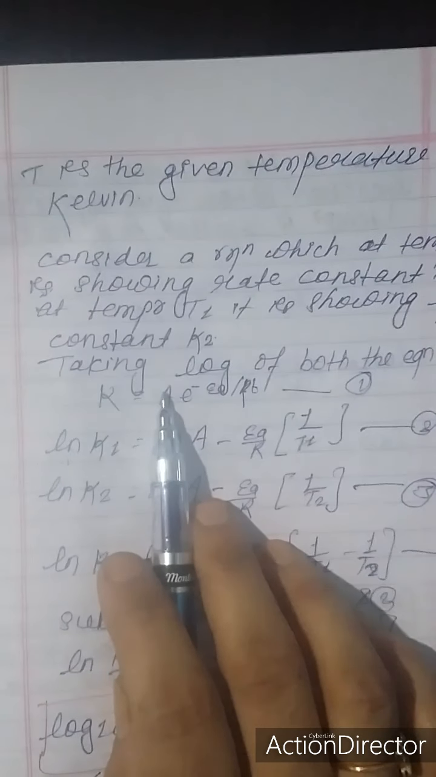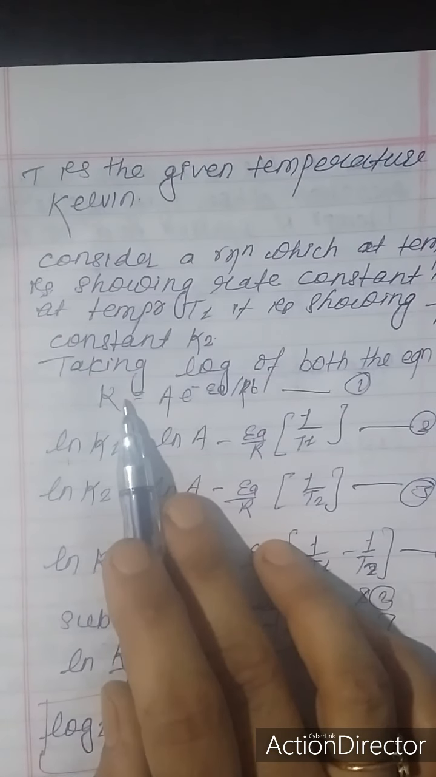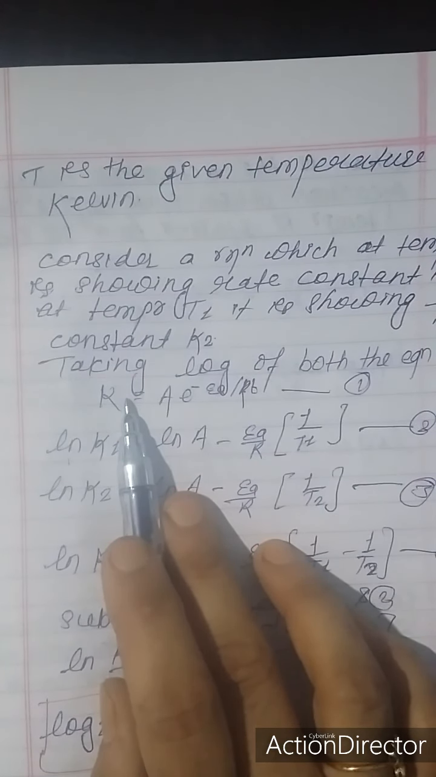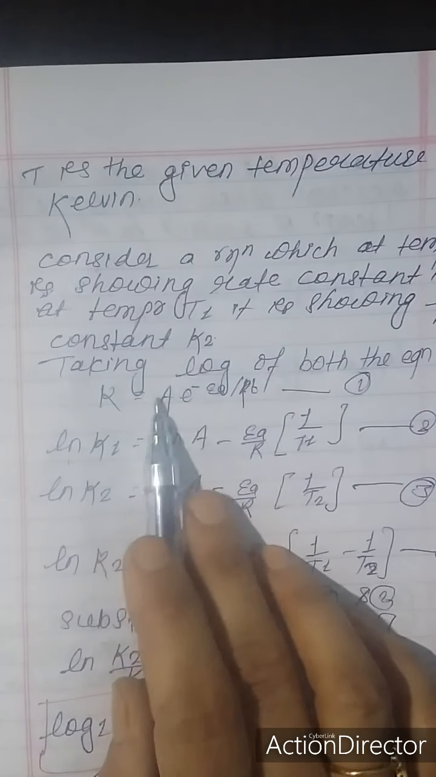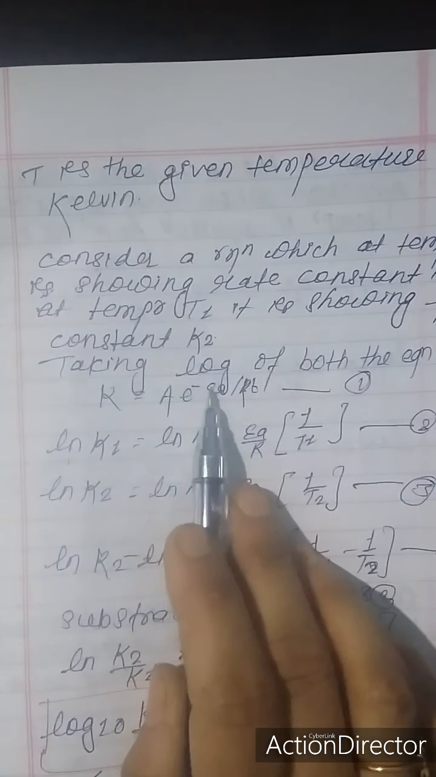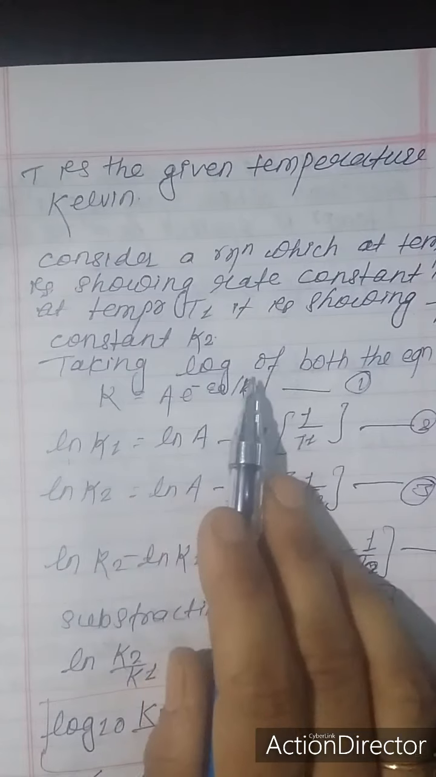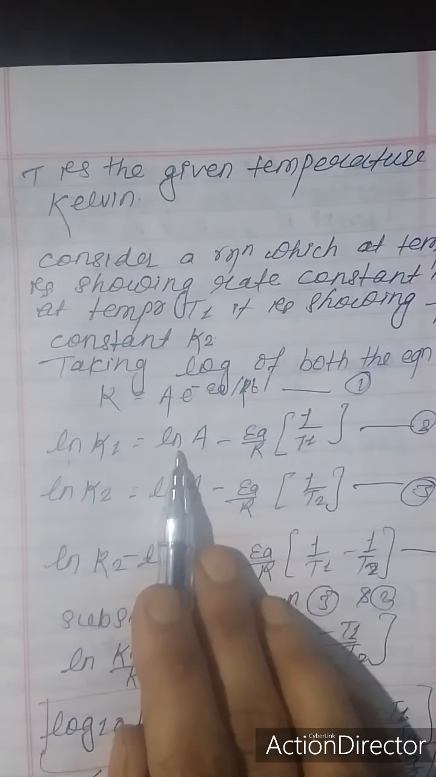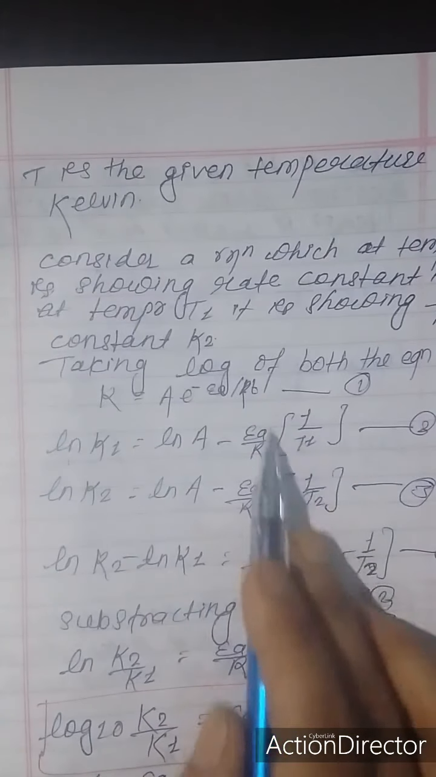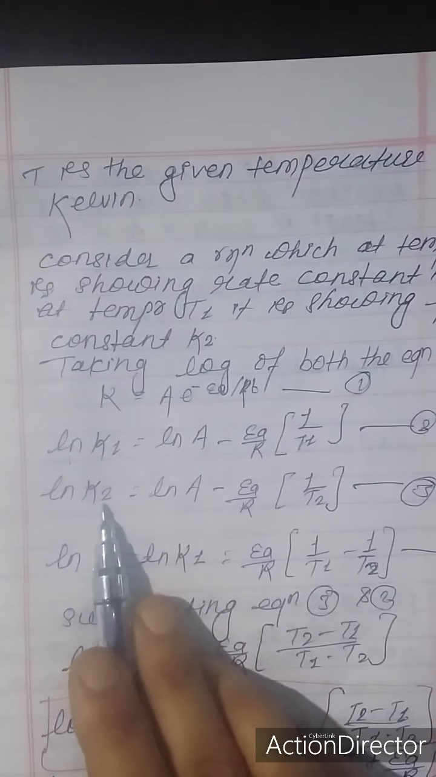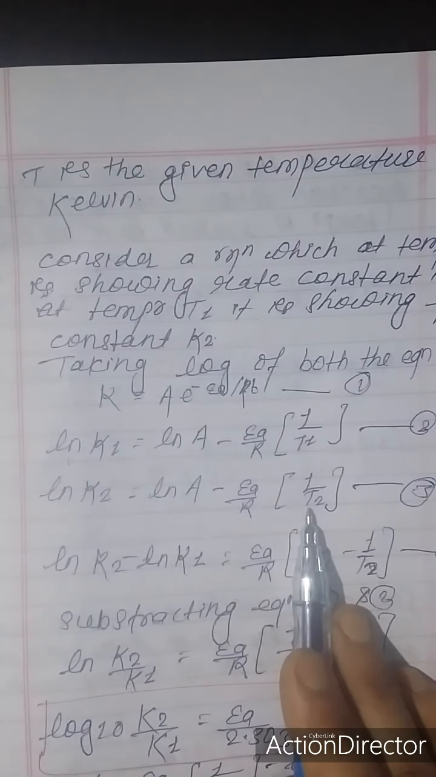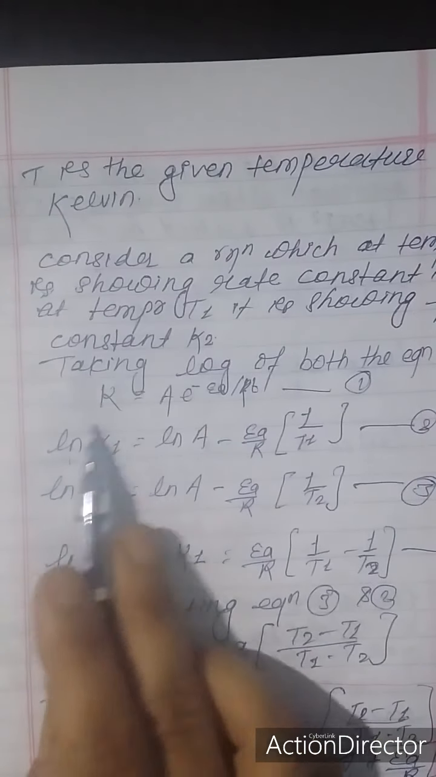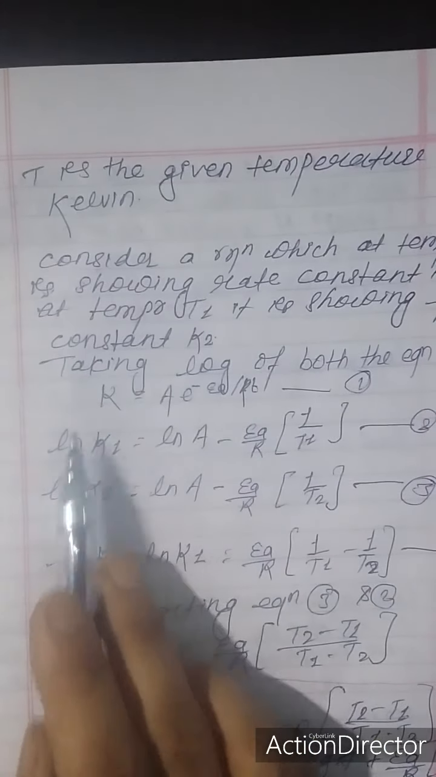Now let us consider a reaction in which T1 is the temperature when the rate constant is k1, and T2 is the temperature when the rate constant is k2. So k is equal to A e power minus Ea upon RT. So taking natural log, ln k1 is equal to ln A minus Ea upon R, 1 upon T1. For k2 it will be T2. So we will subtract these equations, this from this.